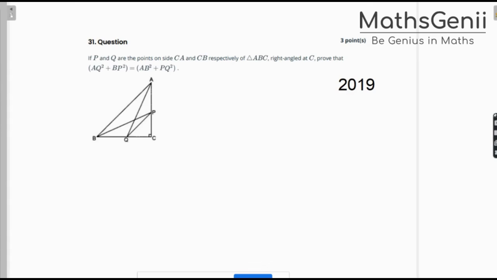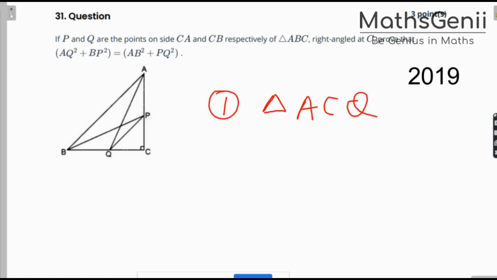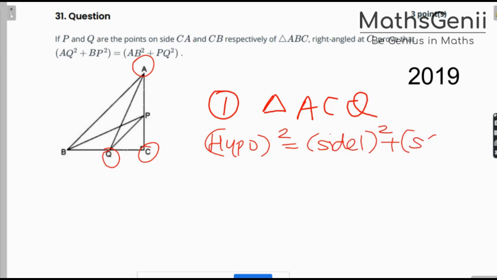Now last question from the chapter triangle. Here again there are a lot of triangles, so don't get confused. We will go one by one. So first consider triangle ACQ. Where is A? Where is C? Where is Q? So ACQ. I'm going to apply Pythagoras theorem. Pythagoras theorem is what? Hypotenuse square is equal to side 1 square plus side 2 square.